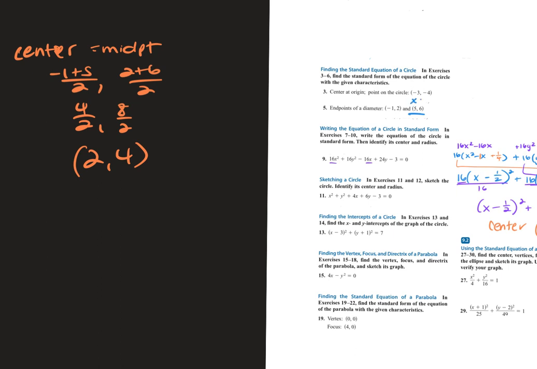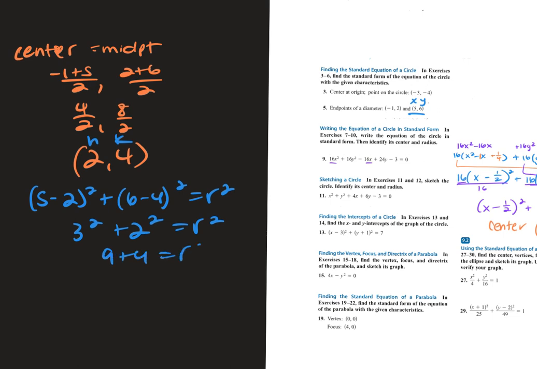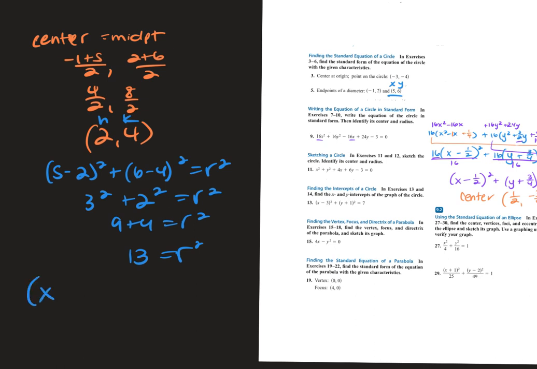So then the 5, 6 would be my x, y. This would be my h, k. So it'd be 5 minus 2 squared plus 6 minus 4 squared equals r squared. 3 squared, 2 squared, and I get 9 plus 4. So r squared is 13. And then your equation: x minus 2 squared plus y minus 4 squared equals 13.